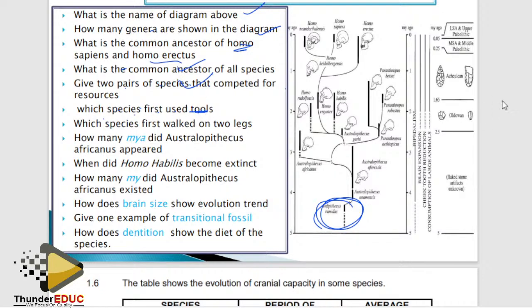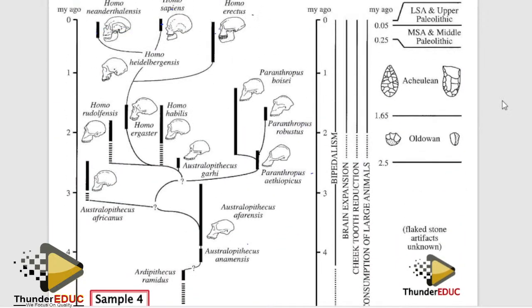Guys, this question depends on the question they have asked you. The species which first used tools is Homo habilis. But if they give you a diagram and they show you, okay, these are the species, this is where the tools are. The tools are here. So it's 2.5 billion years ago.